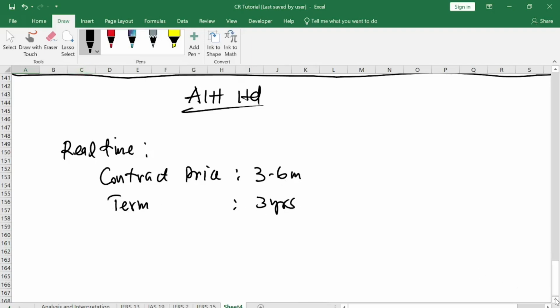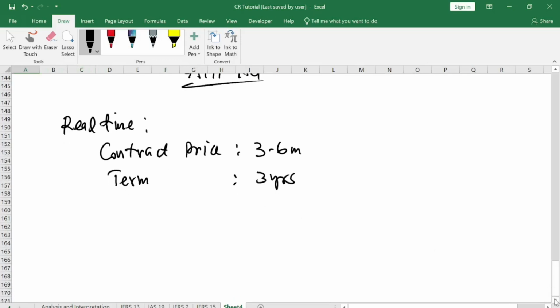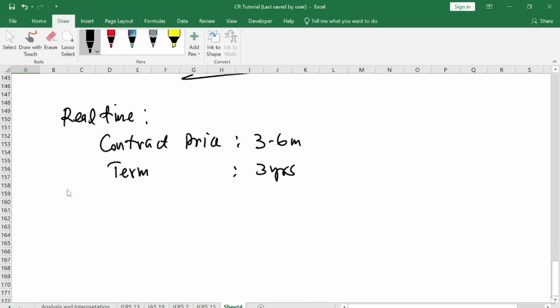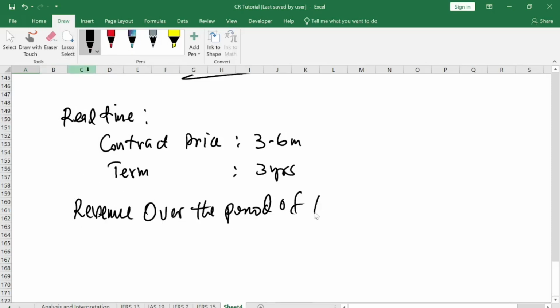All right. So they want to find how you record this. Here with this one, because it is live, and they will keep on updating the system for the period of 3 years, we call it contract revenue, or revenue over the period of what? Of the contract.